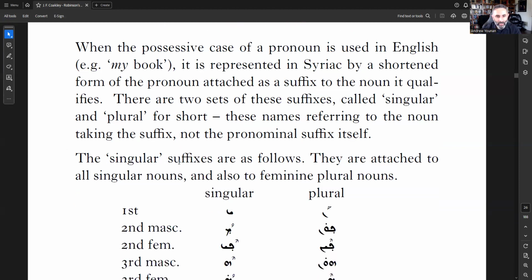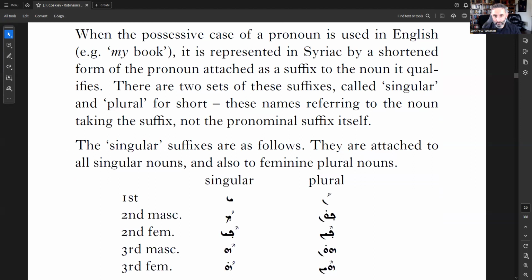This is kind of a common weirdness in grammars. They'll come up with a confusing name. I mean, this guy is naming them, and other people do too. He's naming them singular and plural, and then he's saying, by the way, they're not singular or plural. Well, then don't name it that way, but whatever. They do go with singular and plural nouns, but they also do other things. That's why I'm not very fond of that name.